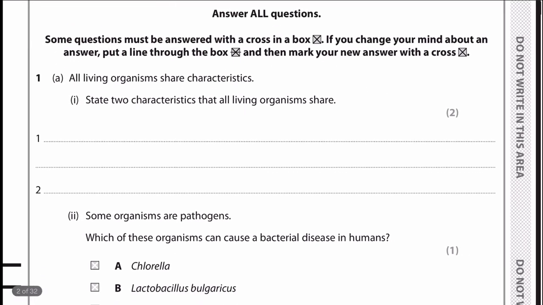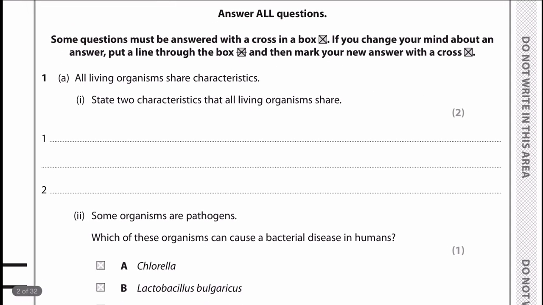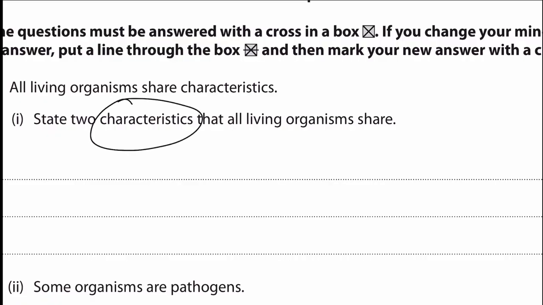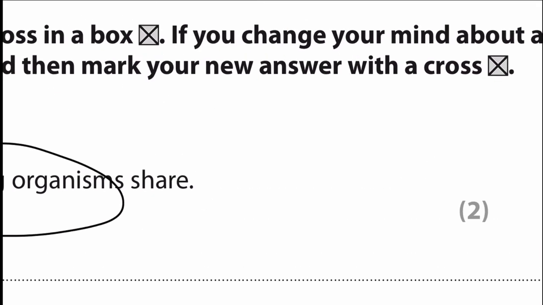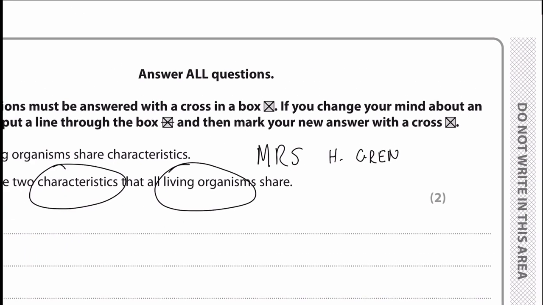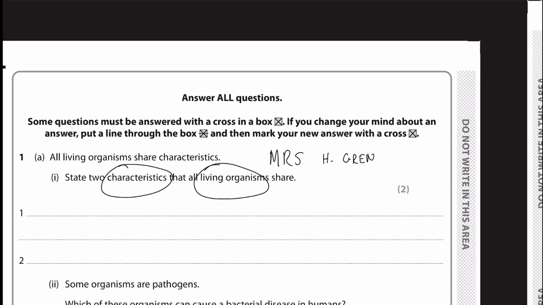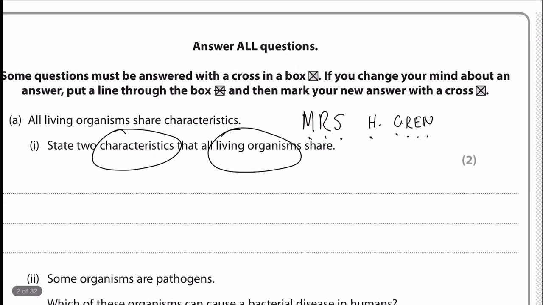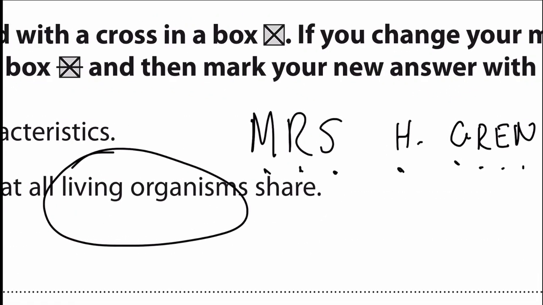Okay, question 1A. All living organisms share characteristics. State two characteristics that all living organisms share. Now you see characteristics here and we see living organisms, and our mind should instantly jump to that mnemonic that we all know, which is Mrs H. Grant. Now if you haven't heard of this, it's basically an easy way of memorizing the characteristics that all living organisms share. We're just looking at each of these letters here, and there's a word that starts with each of these letters that is a characteristic, and I'll just show you what I mean by going through each and every one of them.